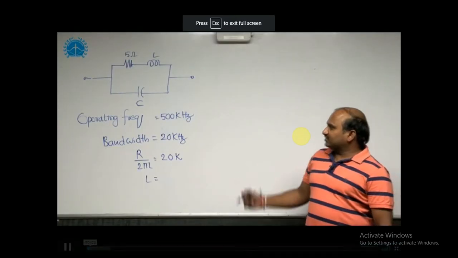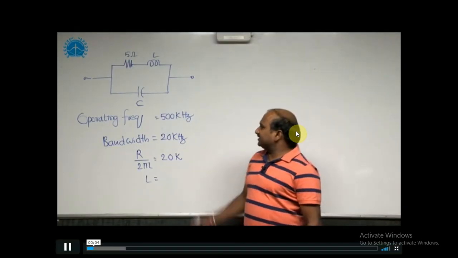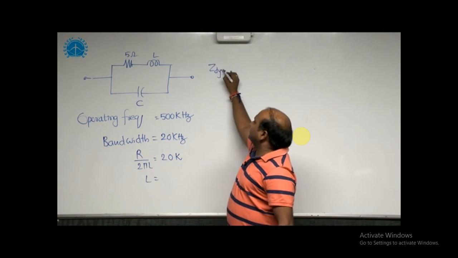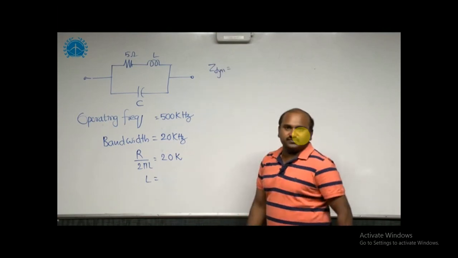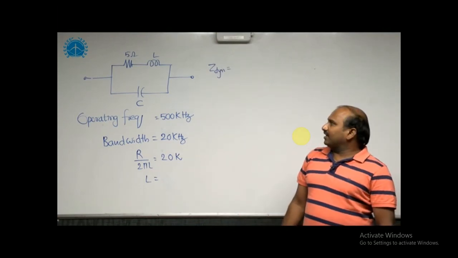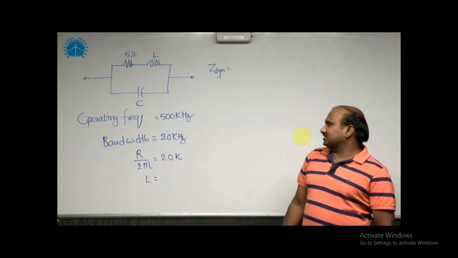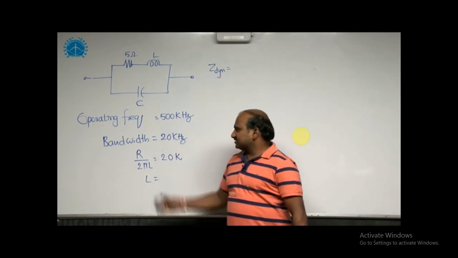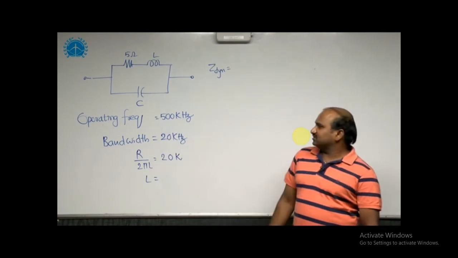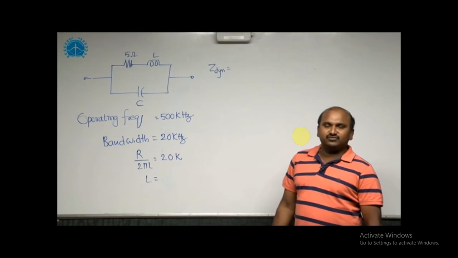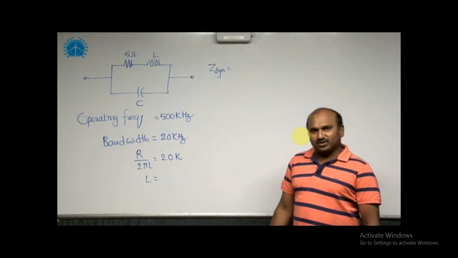Right. For this circuit, we need to estimate the dynamic impedance. This is a tank circuit, which is an RLC parallel resonance circuit. For this, we are given the operating frequency and bandwidth. Using this, we have to estimate the dynamic impedance, which we get under resonance condition.